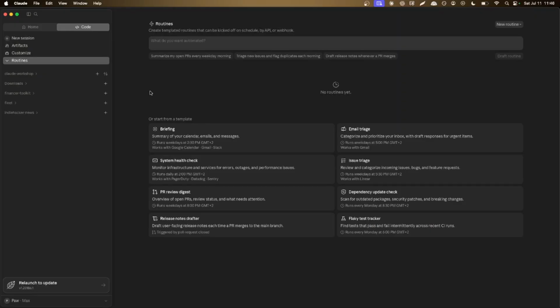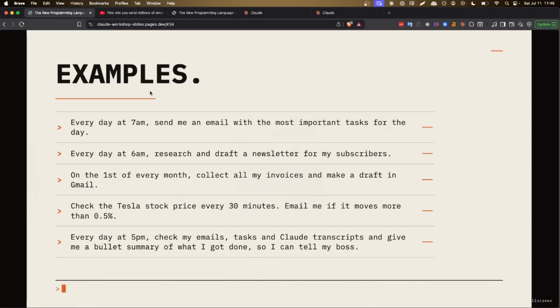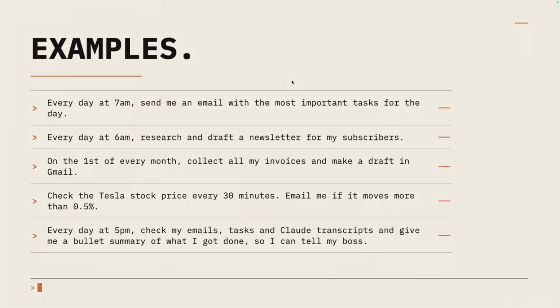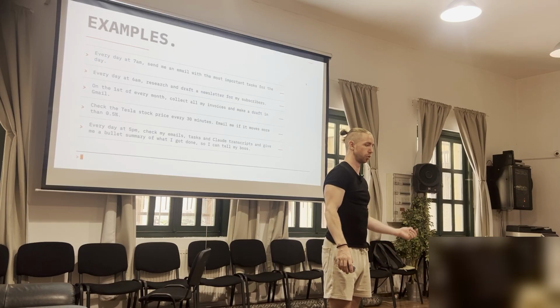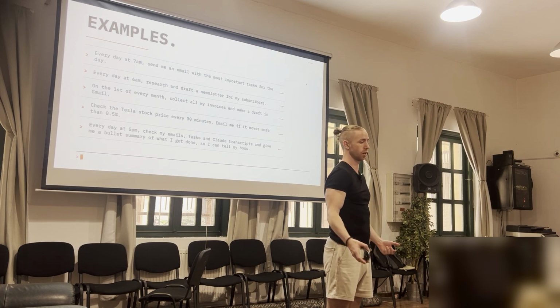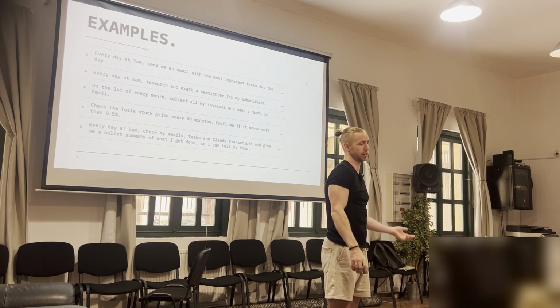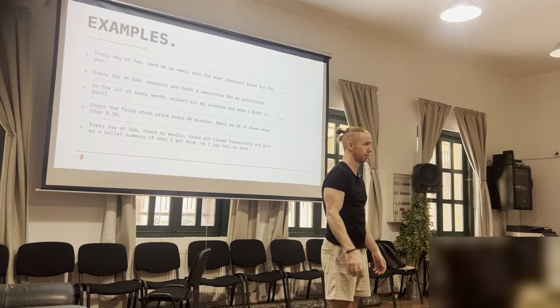And I have a few examples. Every day, send me an email with the most important task for the day. Every day at 6 a.m., research and draft a newsletter for my subscribers. That's one of the things that I run with the Indie Hacker newsletter. On the first of the month, collect all my invoices and make a draft in Gmail. You can check the Tesla stock price every 30 minutes and only email me if it moves.